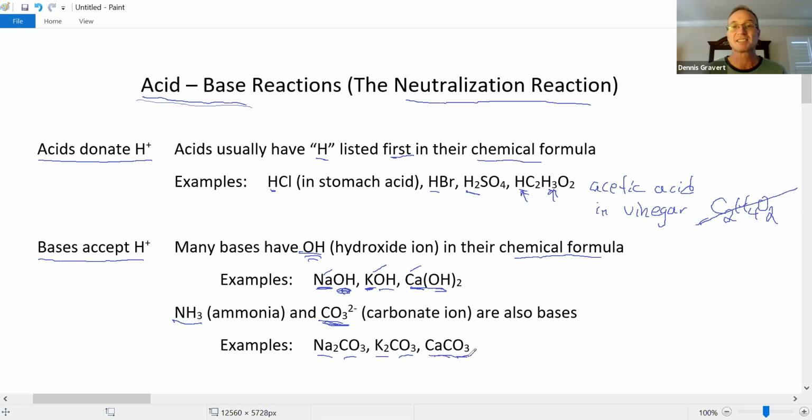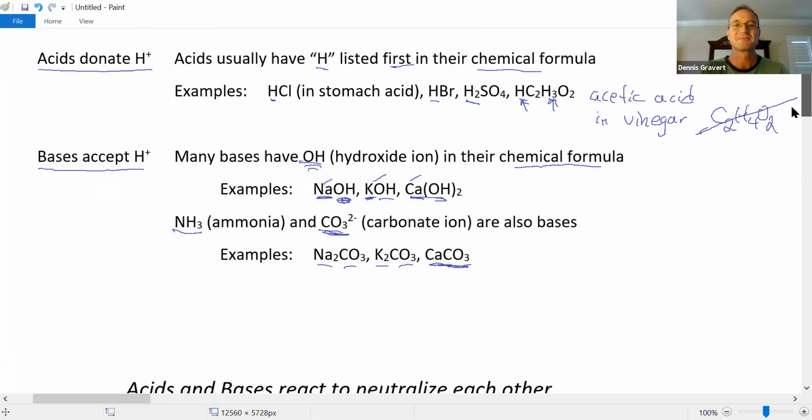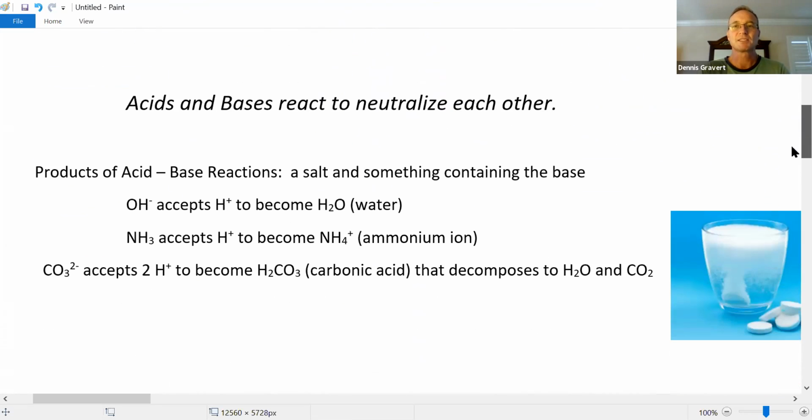Quick little note about calcium carbonate. If you look at solubility rules, it's also not soluble. Yeah, calcium carbonate's found in limestone and in seashells, but they'll dissolve in acid because they are bases. Calcium carbonate is. Okay, so what's going on here? After we identify acids that donate H+, bases that accept the H+, they come together and neutralize each other.